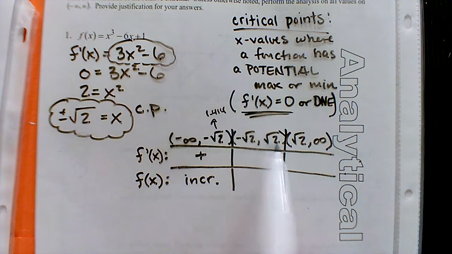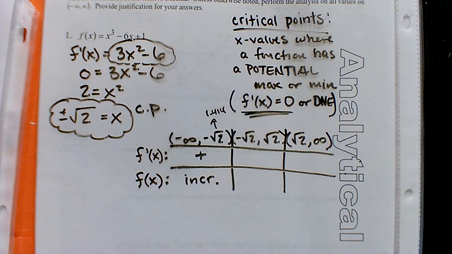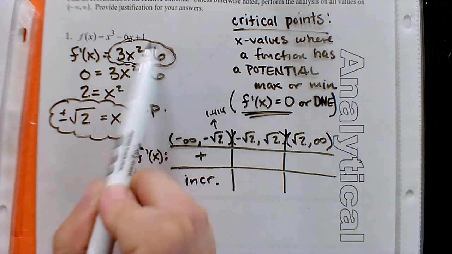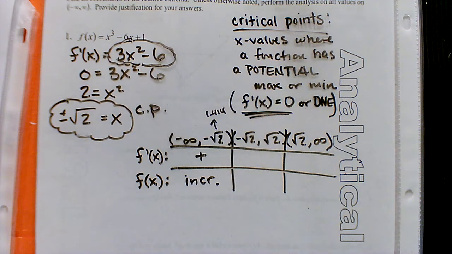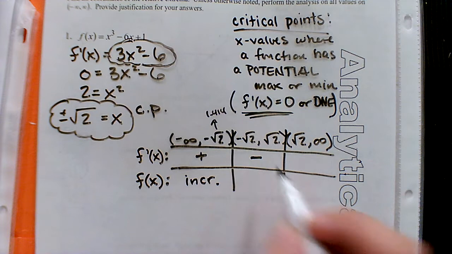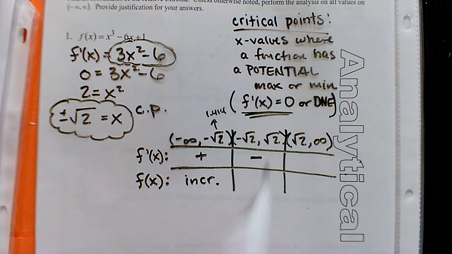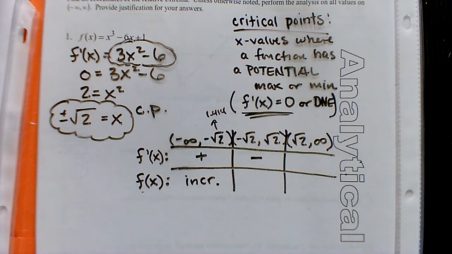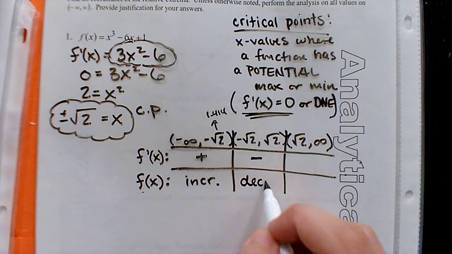All right, pick any number you want between negative 1.414 and positive 1.414. 0, 1, negative 1, anything you want, okay? If you were to take your number and plug it into the derivative, would you get a positive value or negative value? Negative. So, if the slope or derivative is negative on this interval, what do we know about the original graph, the original function? It'd be decreasing, right?